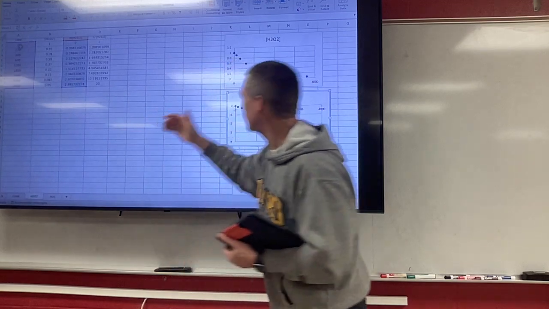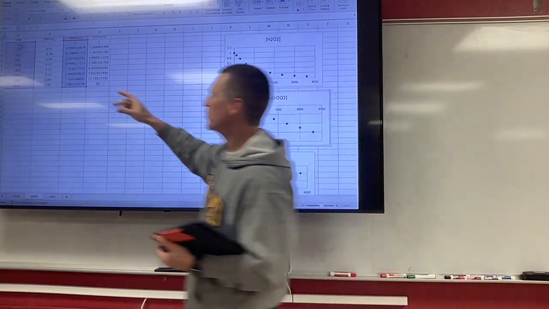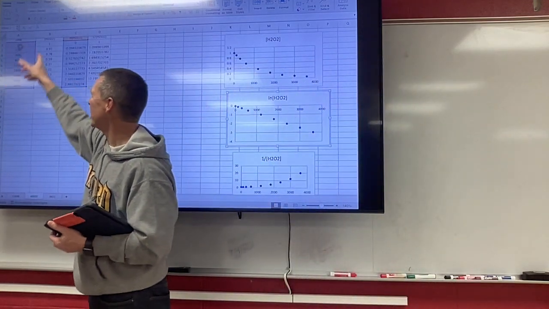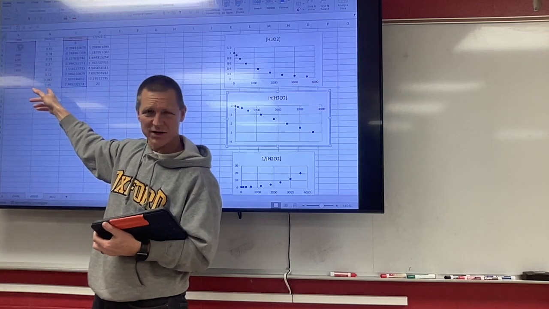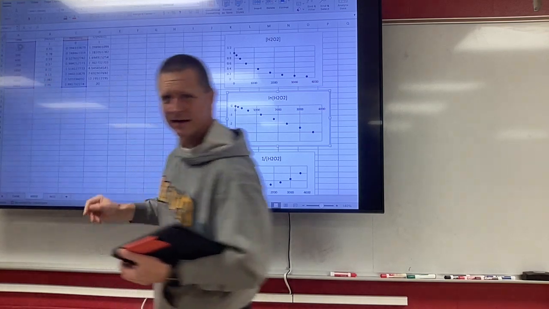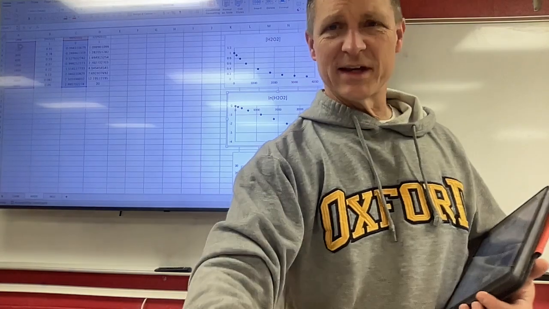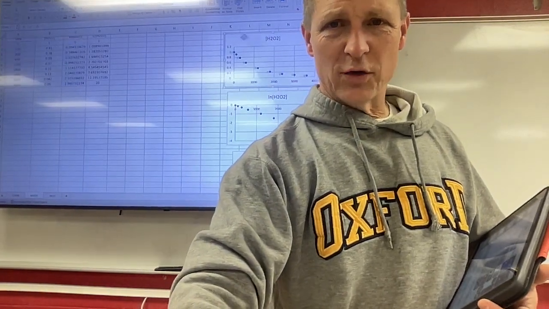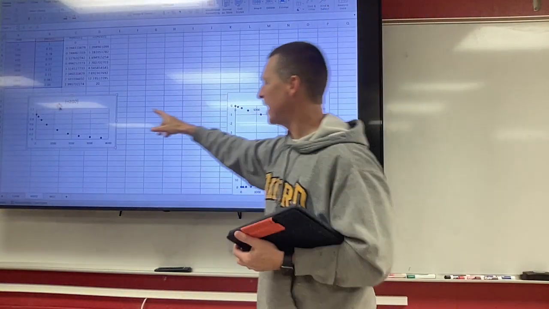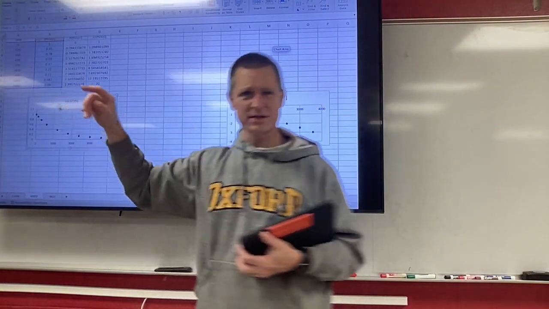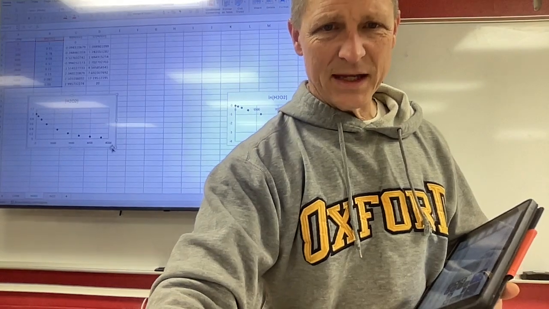And so then I made three graphs. The first graph was, as the time changes, how is the concentration changing? And let's take a look at what that graph looks like. So notice the title of the graph here is just straight up concentration. H2O2 concentration versus time is graphed.